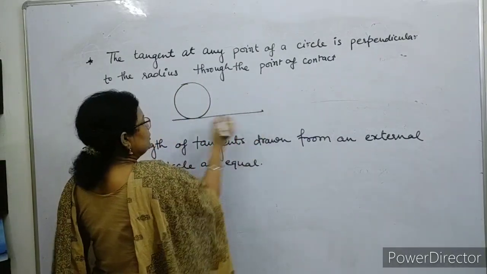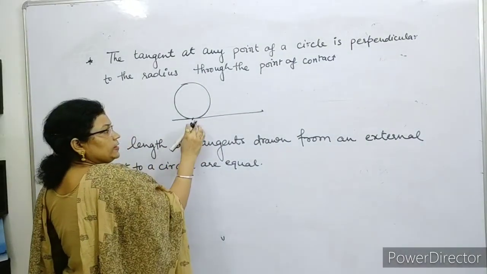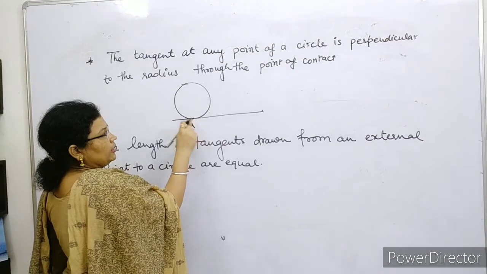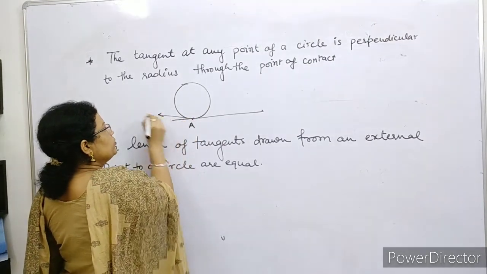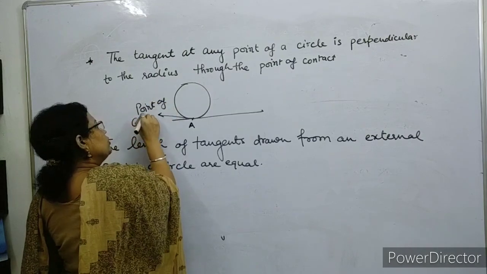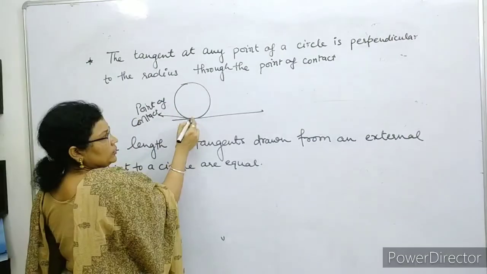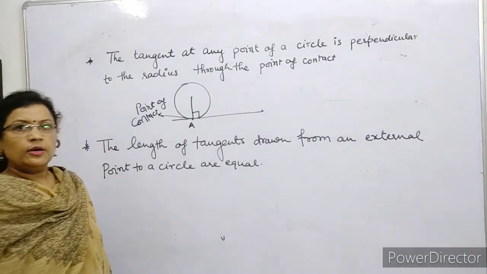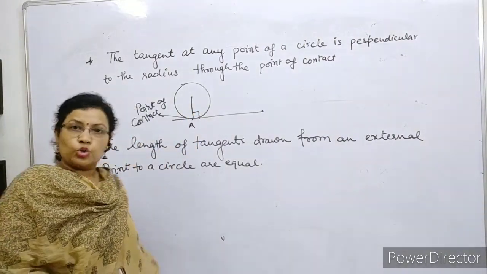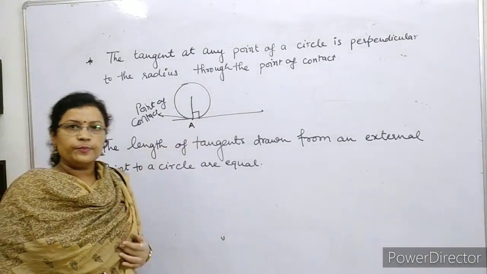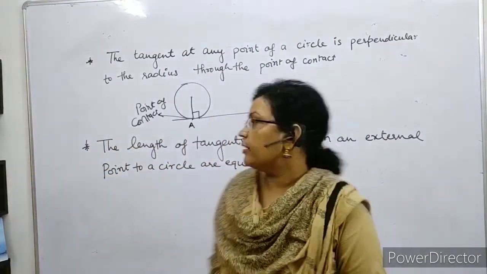So if this tangent touches the circle at point A, then this point is known as the point of contact, and the radius is always perpendicular to the tangent through the point of contact. So at the point of contact, what is this? That is perpendicular, 90 degrees.